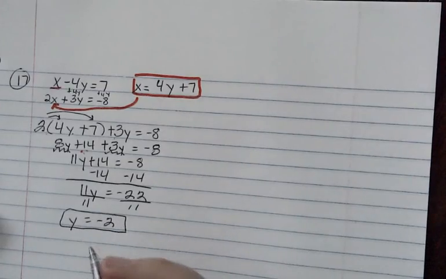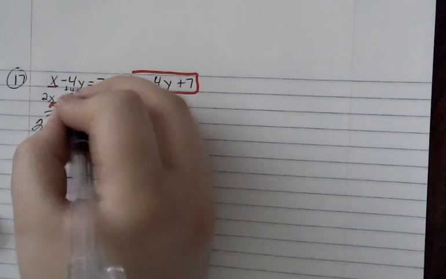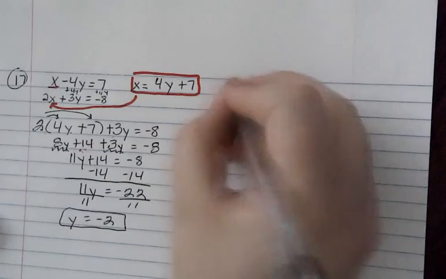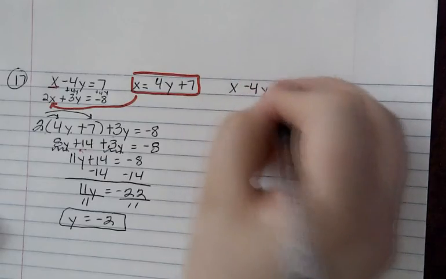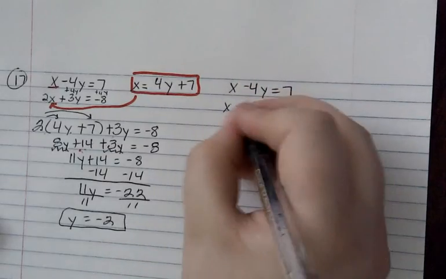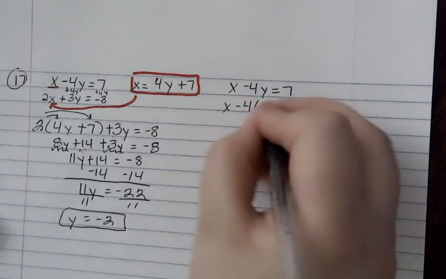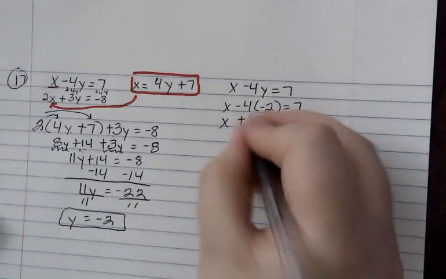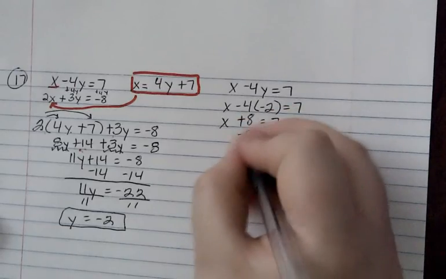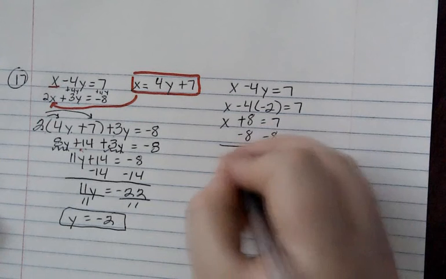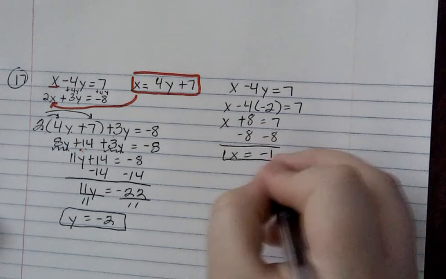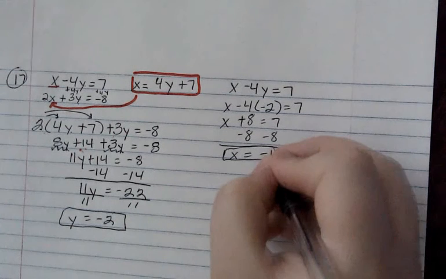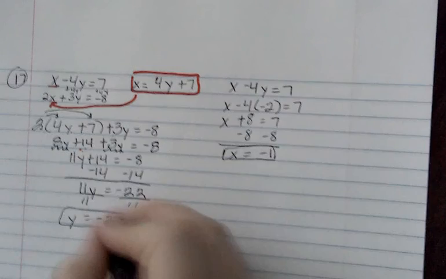So I'm going to plug negative 2 in place of my y value of either equation. I'm going to choose the top equation. So negative 2 in place of my y. Negative 4 times negative 2 is a positive 8. When you subtract 8 from each side, you should get x equals negative 1. So your answer should be negative 1 first, because it's the x value first, then negative 2.